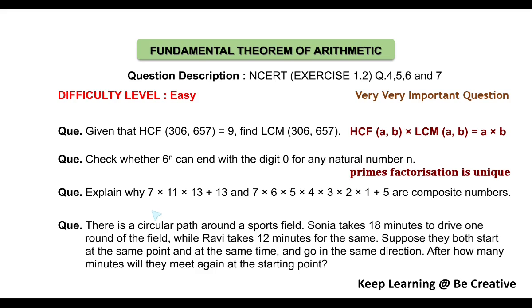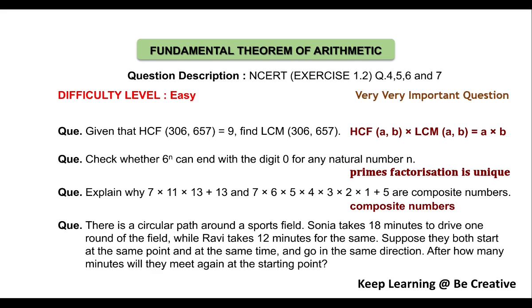Question, explain why 7 into 11 into 13 plus 13 and 7 into 6 into 5 into 4 into 3 into 2 into 1 plus 5 are composite numbers. In this question, you have to use the definition of composite number. The composite number has more than two distinct factors. So that you have to explain here.